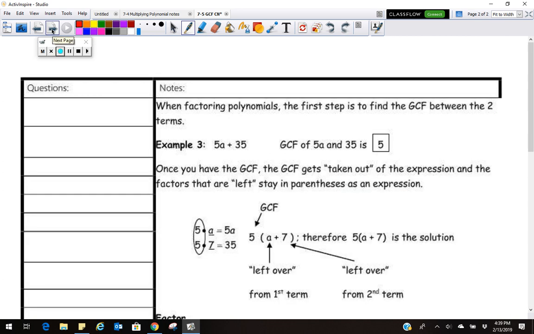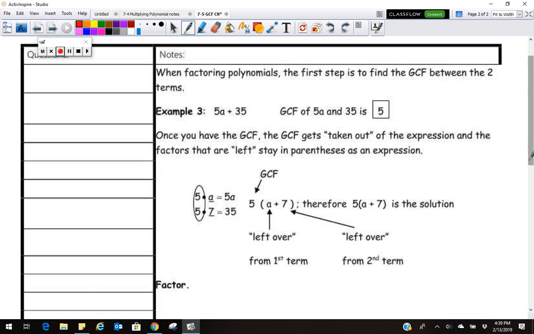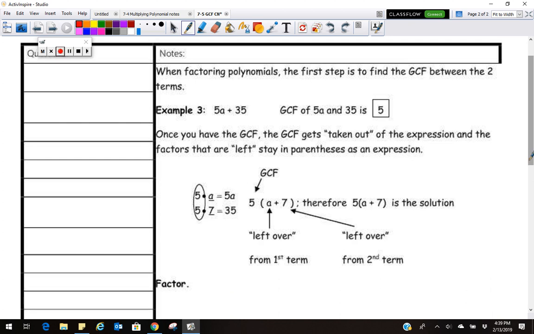So now when we factor polynomials, the first step is to find the GCF. So for example 3, you have 5a plus 35. So the GCF is 5. Well, I know some of you can look at that and go, yeah, that's right. And some of you are going, how did you get that? Well, let's look at my little upside down division and see what happens here.